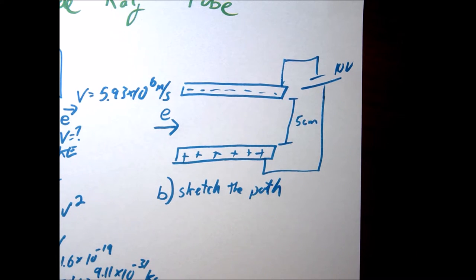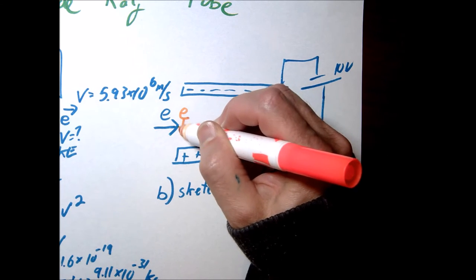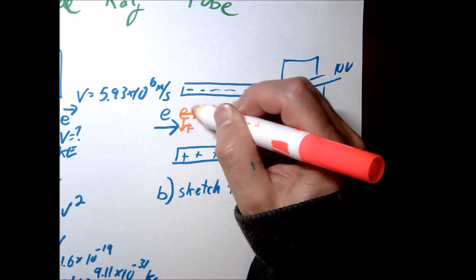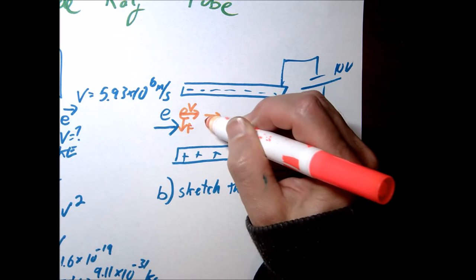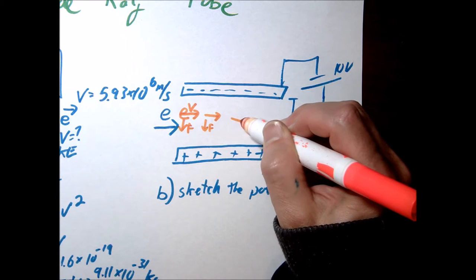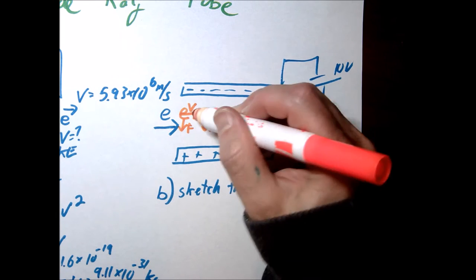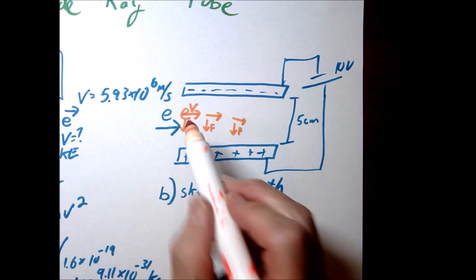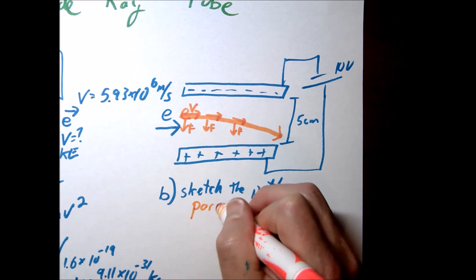So again, push pause, and see if you can sketch what it's going to do. All right, so hopefully you noticed as this electron enters the field, there's going to be a force pushing it this way. Initially it has a velocity, say horizontal. There's going to be a force pushing it this way, so it's going to start to move down a little bit. That force is still pushing this way, so it's going to move down a little bit more. The force is constant throughout, but the direction of the velocity is going to change. So the path is going to look something like this. This is going to take on a parabolic path.